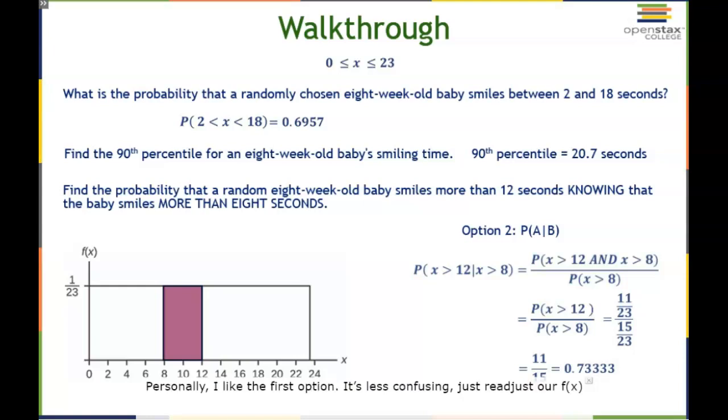Personally, I like the first option. It's less confusing. Just readjust our f(x) and then treat it like a normal problem, versus, oh gosh, which combination do I have to do? This and this divided by this. I think the second option is more complex than the first option. But you may do it either way. They both get you the same answer.